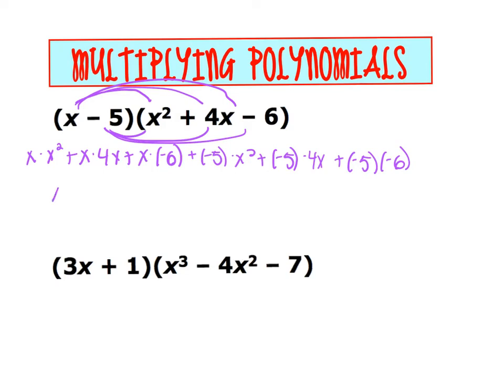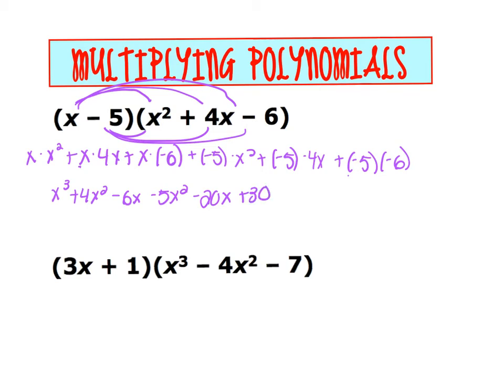X times x squared is x to the third. X times 4x is 4x squared. X times negative 6 is negative 6x. Negative 5 times x squared is negative 5x squared. Negative 5 times 4x is a negative 20x. Negative 5 times negative 6 is a positive 30.